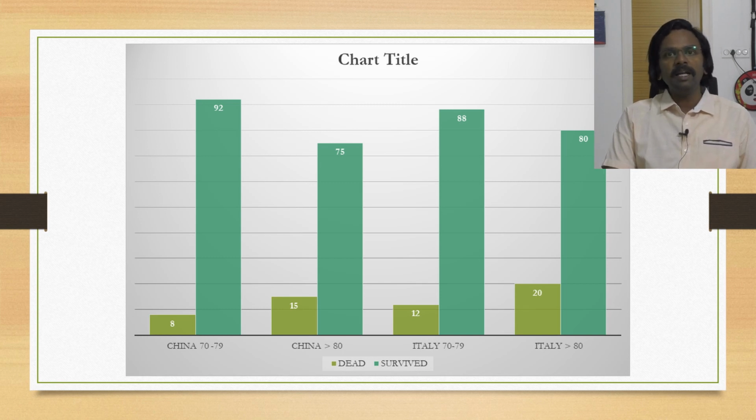In Italy, 88% of the patients of age 70 to 79 years survived, and 80% of the population of age greater than 80 years survived even after developing coronavirus. Only 20% are going to die after the age of 80 years. Right?